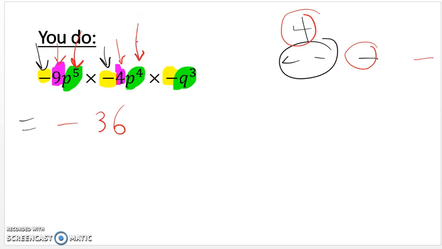P to the 4, another 4. And we've got q cubed. That's not a string of p's, that's a string of q's. So I'm only going to deal with the string of p's first. So a string of 5 and a string of 4 would make a string of 9 p's, so p to the power of 9, and then I would write down the q cubed.